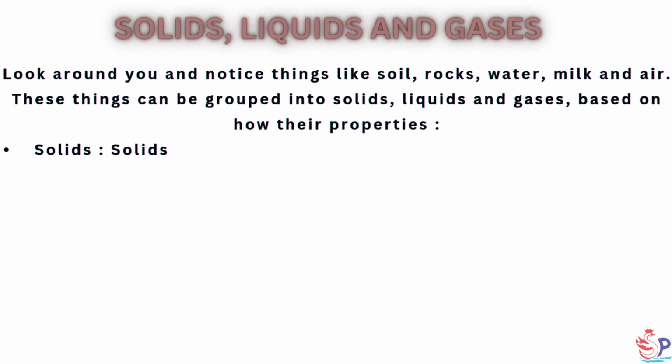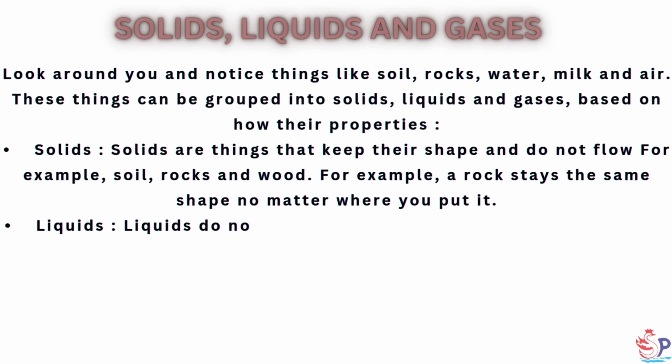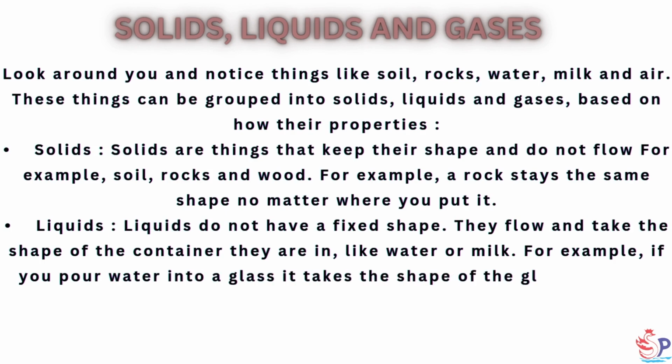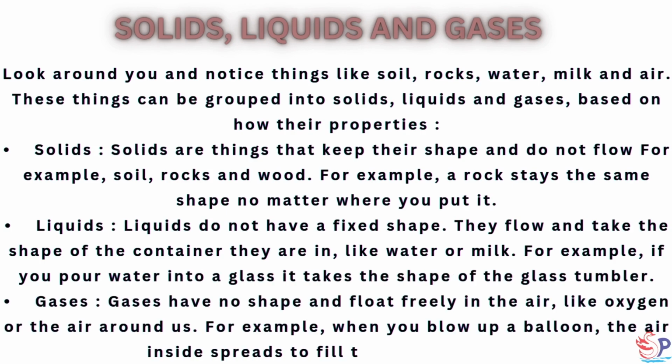Solids, liquids and gases. Look around you and notice things like soil, rocks, water, milk and air. These things can be grouped into solids, liquids and gases, based on their properties. Solids. Solids are things that keep their shape and do not flow, for example, soil, rocks and wood. For example, a rock stays the same shape no matter where you put it.